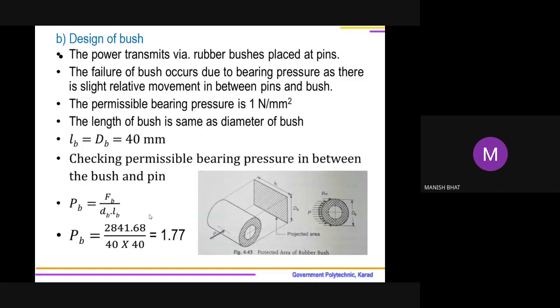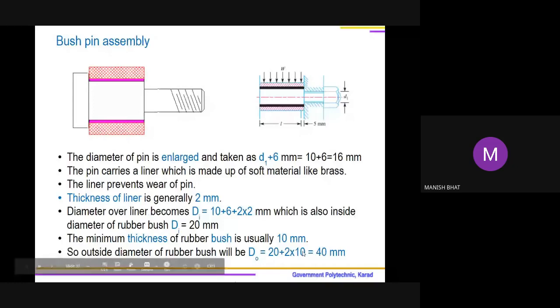So what will we be doing? We have taken the thickness of the rubber bush as 10 millimeter. It is the minimum thickness. We have chosen the minimum thickness so as to save material or cost. I will be choosing a larger size now. So I will be selecting 14 millimeter. Now chosen 14 millimeter. So what will be the outside diameter of the bush? 20 inside diameter plus 2 times 14. 14 twos are 28, plus 20 will be 48 millimeter.